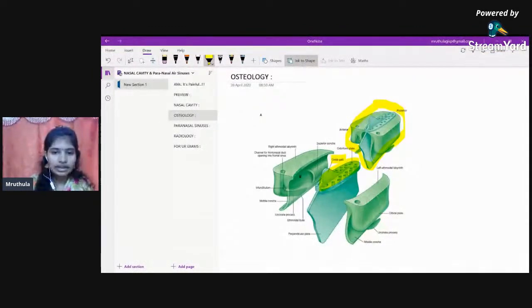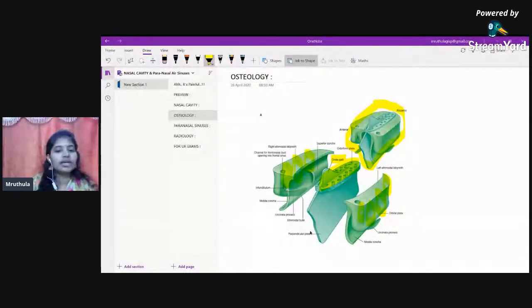Another important thing is, if you can see, there are some translucent areas here. These translucent areas are called ethmoidal air cells, or ethmoidal paranasal sinuses. We have them on both sides. And as I said, there is anterior, middle and posterior, or we can also call it the anterior group and posterior group of ethmoidal air cells.